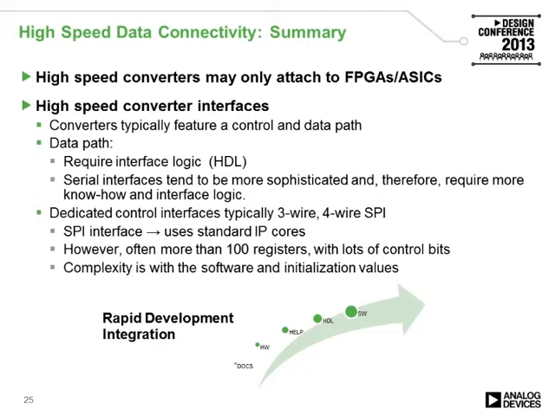Dedicated control interface, typically 4-wire SPI. SPI interface can use standard IP cores provided free of charge by most FPGA vendors. However, often more than 100 registers with lots of control bits. The complexity is with the software and initialization values. To reduce customer risk and to speed up development and integration, engineers may benefit by good documentation, reference and development hardware, support and help, tested reference HDL code and software drivers.